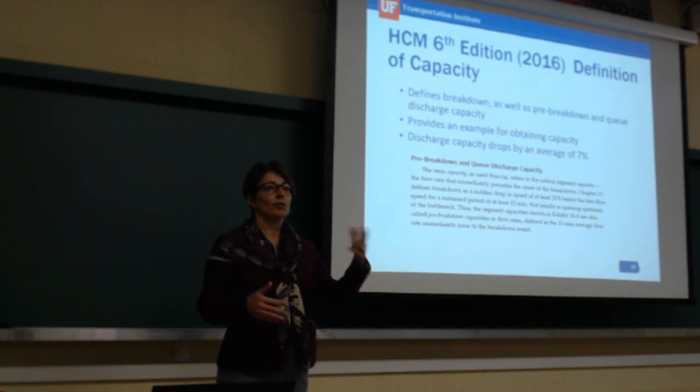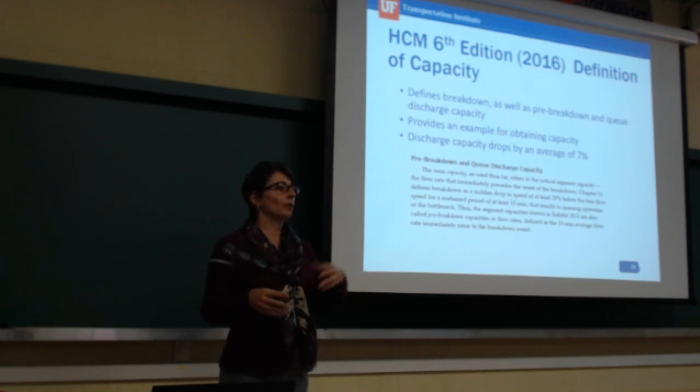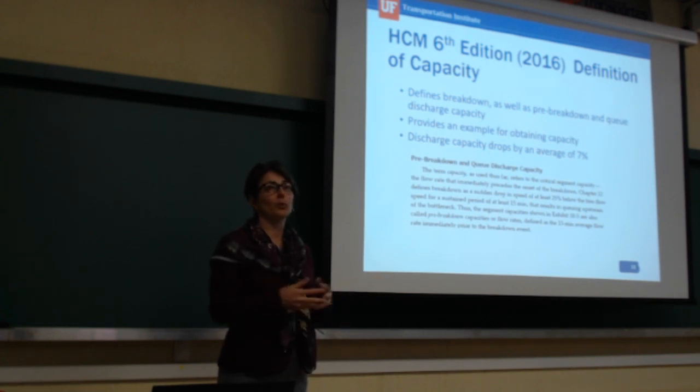If you measure that, you'll get one number. After you have breakdown, you have stop and go traffic. If you try to measure the maximum, you'll get a different number. And that is roughly 10% less, so the difference between the pre-breakdown and the discharge maximum throughput is about 10%. Previous HCM editions ignored that.